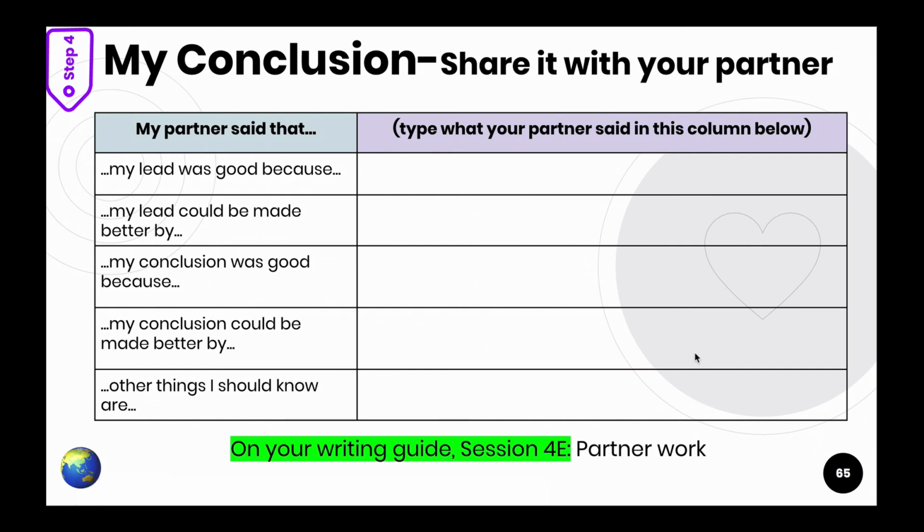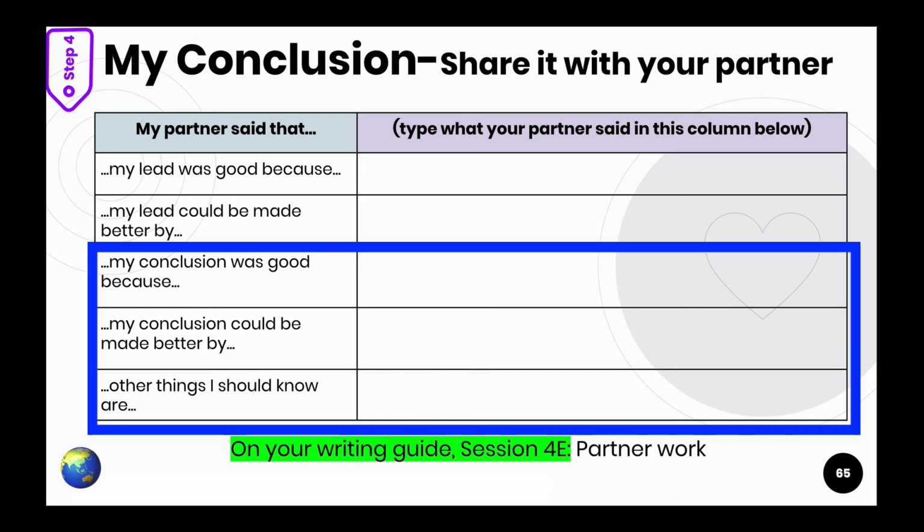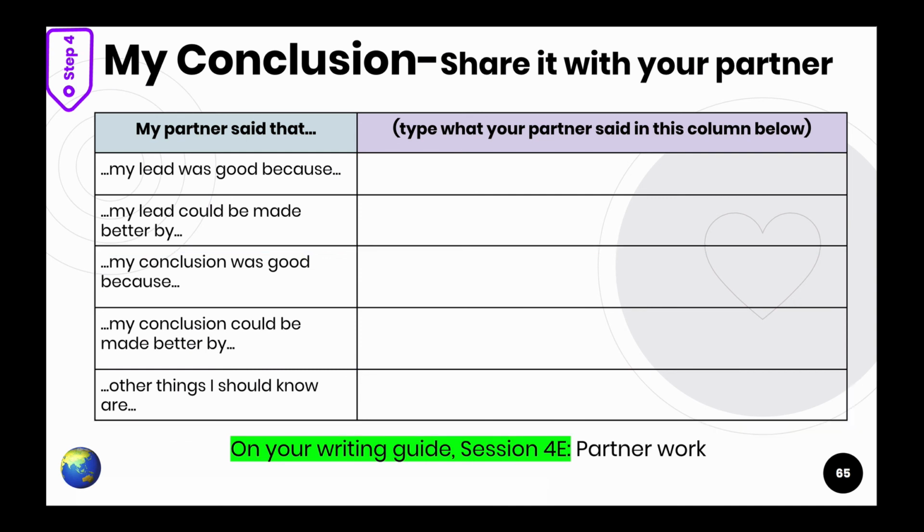Let's do some partner work. You're going to share it with your partner. Share your conclusion. You just wrote it. Did it turn out okay? I hope so. So your conclusion was good because, and your conclusion could be made better by. Just type in what your partner says. And then if there's anything else your partner tells you, other things that you should know, do that. So go ahead and go back to your writing guide and do that now.